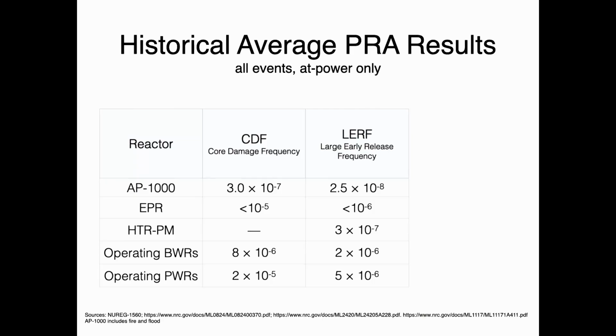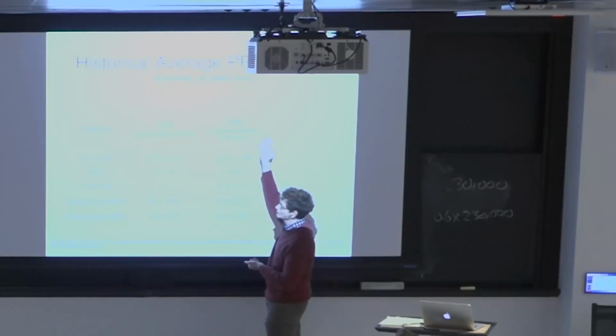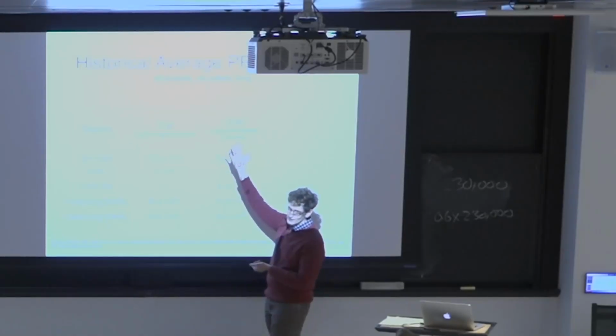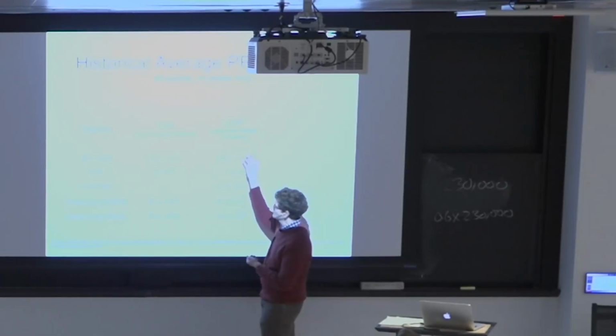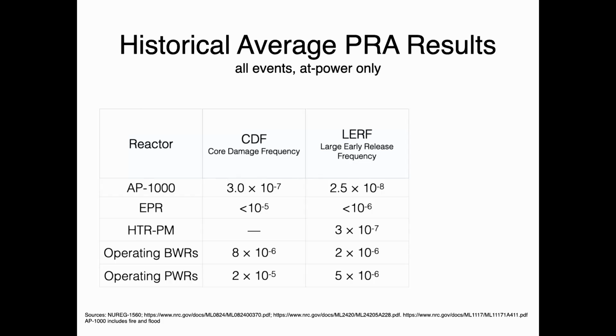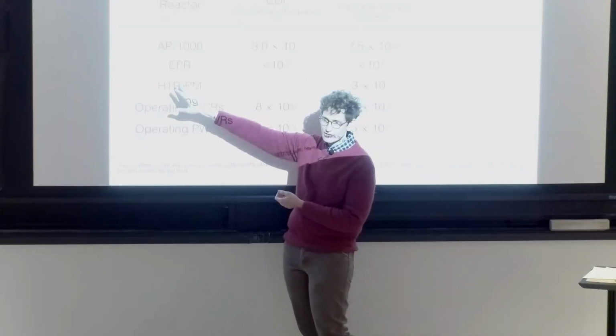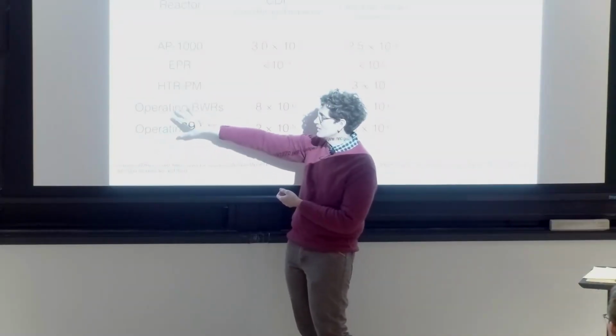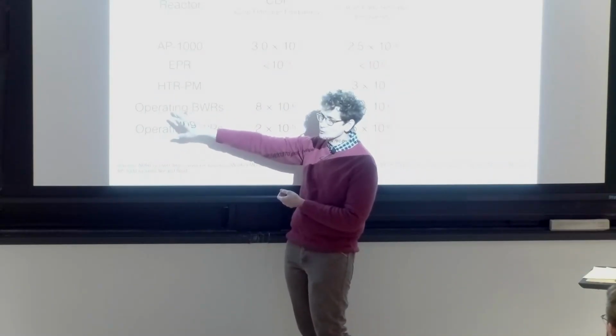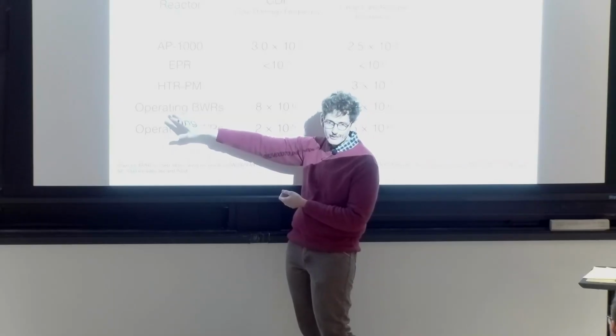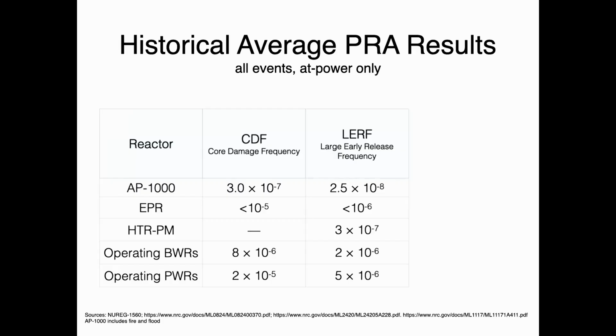Let's look at the results produced by these models. So here's the core damage frequency, and this is the large early release frequency. This is the closest thing we have to a big nuclear reactor accident. And these are results for the AP1000, the EPR in Europe. There's the Chinese, I wanted to put a Gen 4 reactor in there, this is the HTR-PM from China. And then here are the models for operating BWRs and PWRs, which are not really widely published. You have to kind of talk to people to get these numbers.